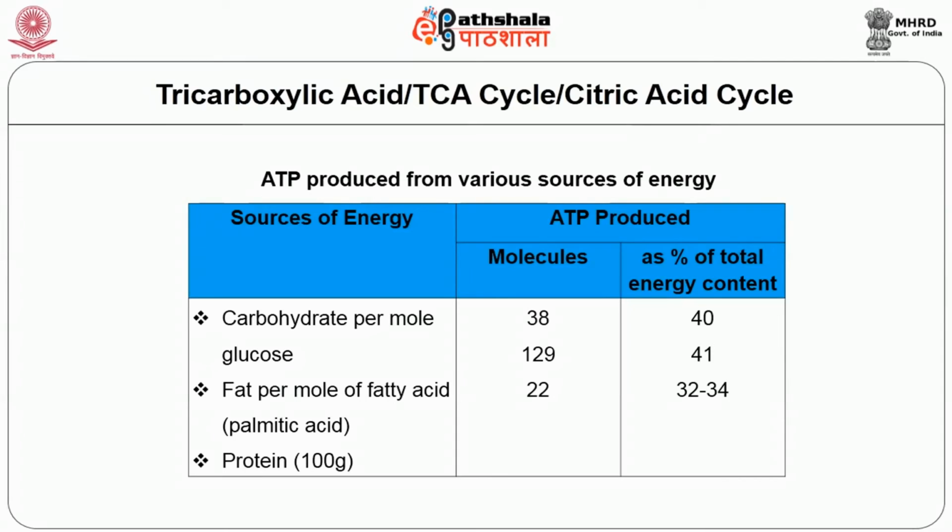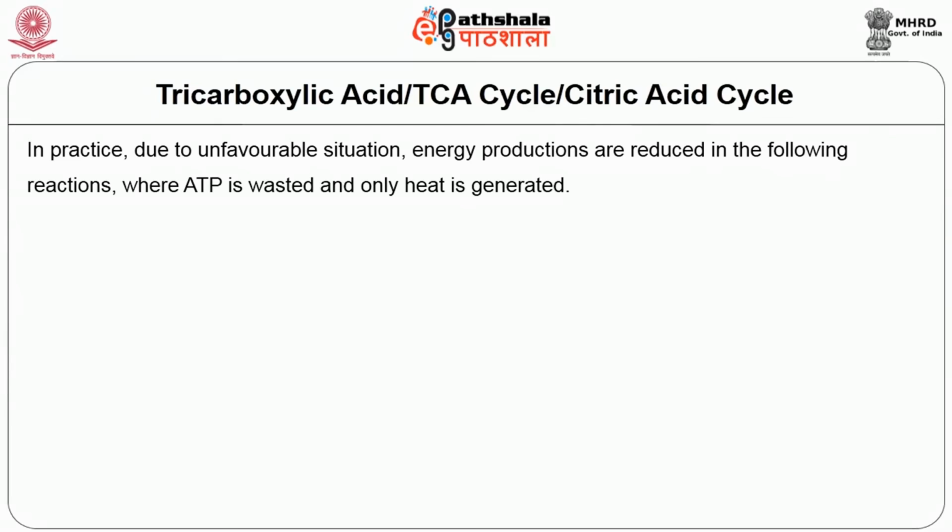For example, one molecule of glucose is able to produce 38 ATP, which is 40% of the total energy content. Fat, that is in the form of fatty acid, is able to produce 129 ATP, which is 41% of the total energy content. Like that, protein is also able to produce 22 ATP, which will contribute 30 to 34% of the total energy content.